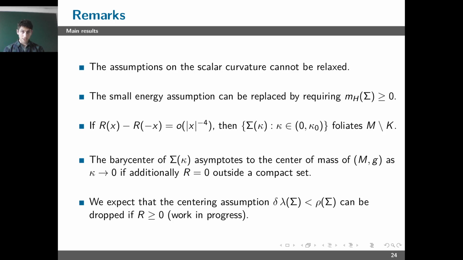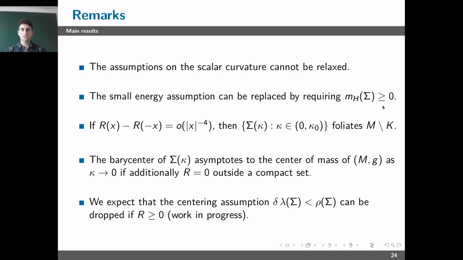So we have these assumptions on the scalar curvature for existence and uniqueness, and it turns out that they cannot be relaxed. If you drop the assumption that the scalar curvature be non-negative, existence might fail. If you drop the growth condition, uniqueness may fail. The second remark is regarding this small energy assumption, which might seem a bit technical to you. However, you can show that if you have a surface with non-negative Hawking mass, then it automatically satisfies the small energy assumption. And of course, non-negative Hawking mass is a physically very appealing assumption.